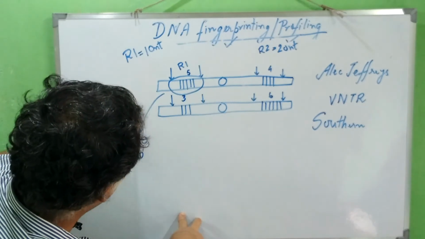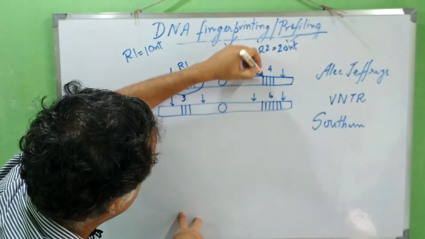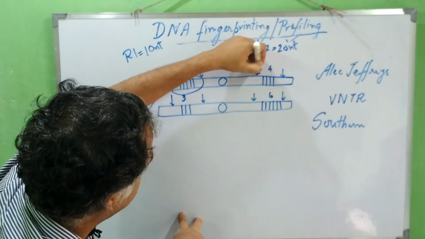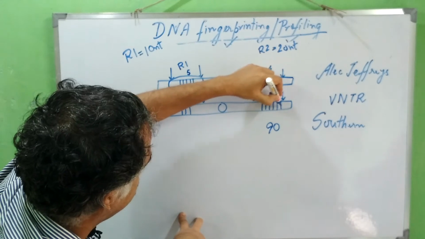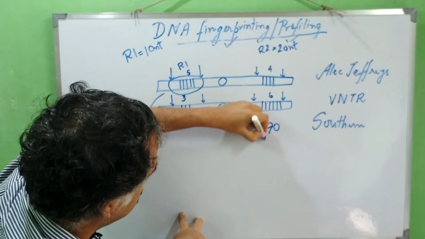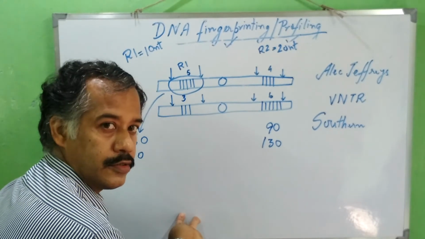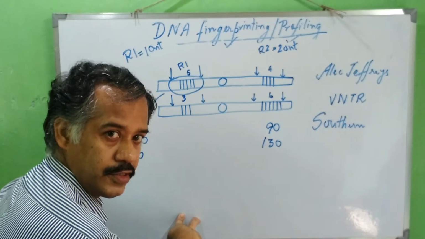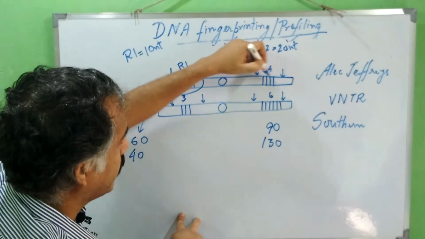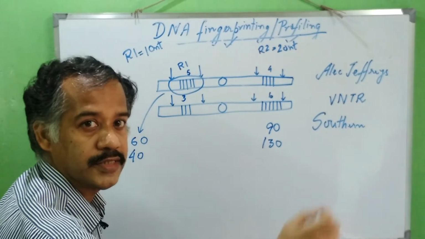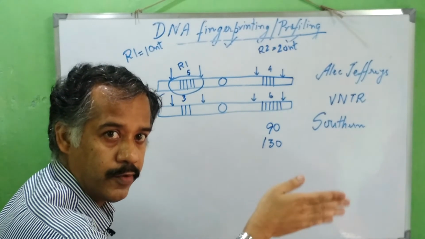For R2, for this individual, it is going to be 20, so 80 plus 5 plus 5, 90, and 1, 2, 3, 4, 5, 6, 120, and 5 plus 5, 130. So for the first individual that we are testing, these are the sizes of the bands that will be picked up by the southern hybridization when he probed it with the probes which bind to R1 and R2.